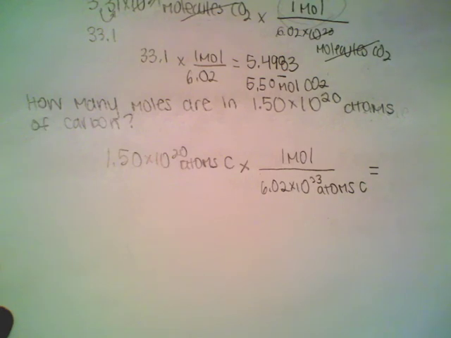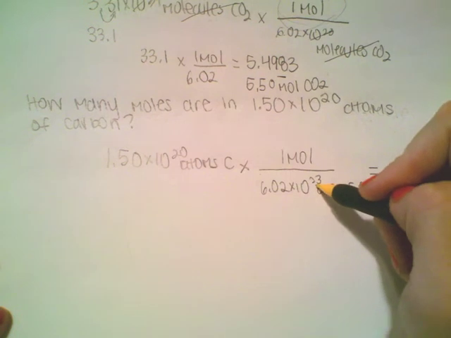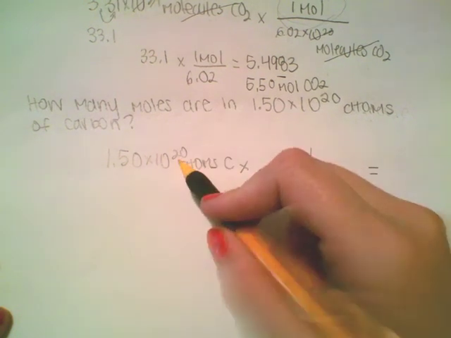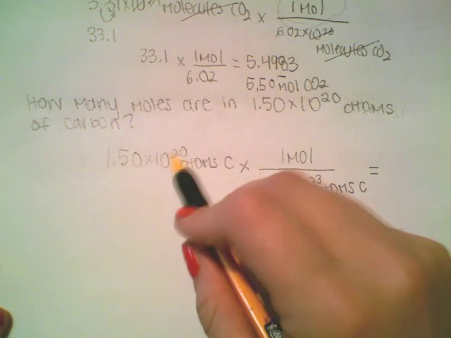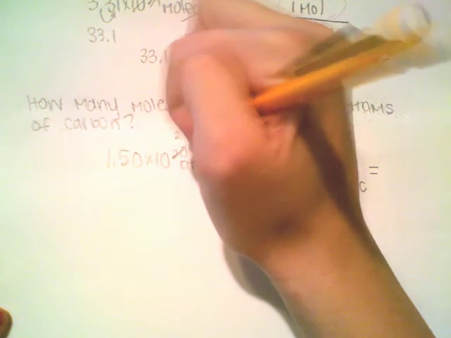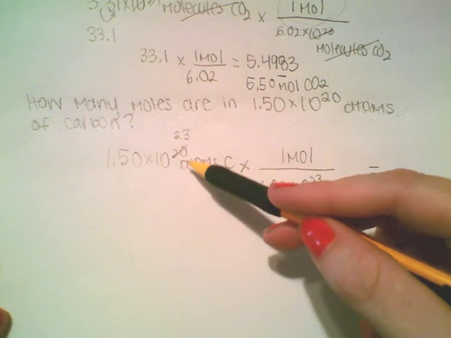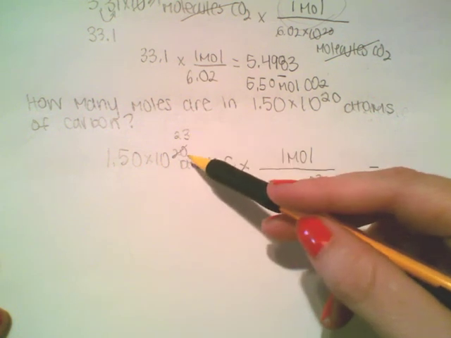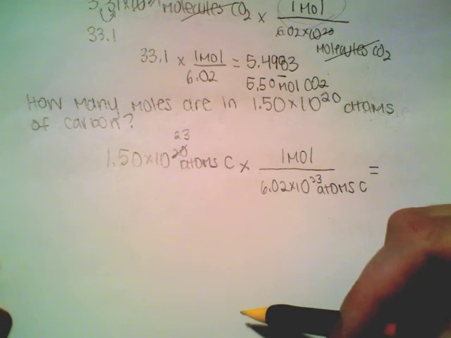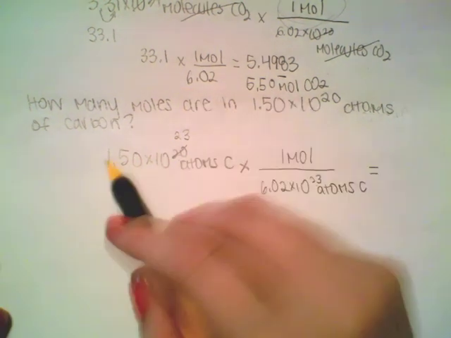So we have some ugly exponents to work with again. I have times 10 to the 23 here, and I have times 10 to the 20 up here. So I'm going to change 20 to 23. You have to ask yourself, what's the difference between these two numbers? 23 minus 20 is 3. So I'm going to be moving the decimal place 3 places. Now, I made this number larger, so that means in this case, this number is going to get smaller.